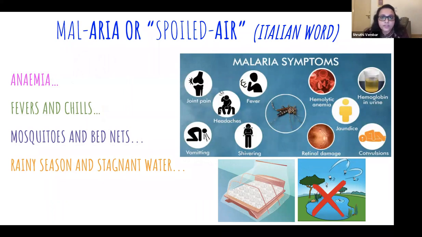When you think of the symptoms of malaria, there are symptoms that are less severe, and then there are symptoms that are more severe. The less severe symptoms would be something like joint pain, headaches, fever, shivering, vomiting. Interestingly, some of these symptoms can also be seen for dengue or some other types of diseases, right? So how do you know for sure that someone has malaria and not dengue? There are some tests that people do to really make sure that someone actually has malaria, right?